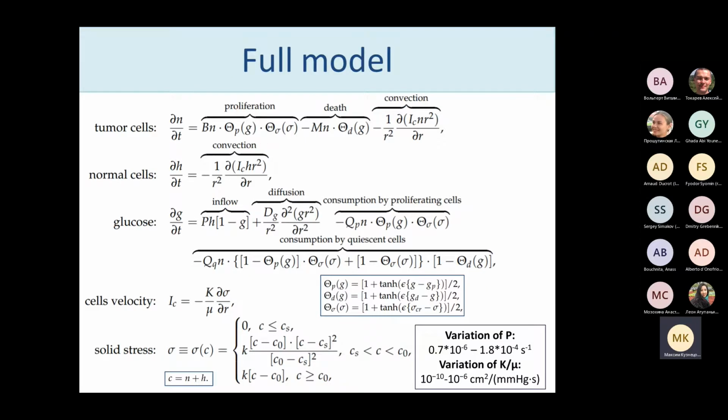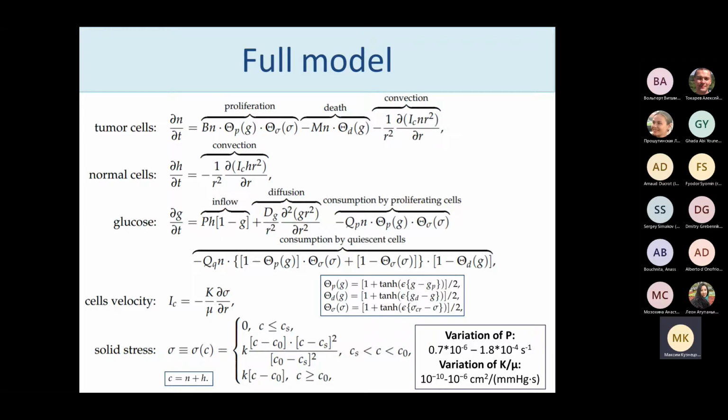So the full system of equations that accounts for the above-mentioned assumptions is given here. Tumor cells and normal cells are assumed to have equal densities. Tumor cells consume glucose, and they can proliferate and die. The only component of the dynamics of normal cells is their passive convective motion, analogous to that of tumor cells. Note that the equation for the interstitial fluid dynamics does not need to be considered explicitly due to the fact that the sum of the cells in the fluid are equal to unity.